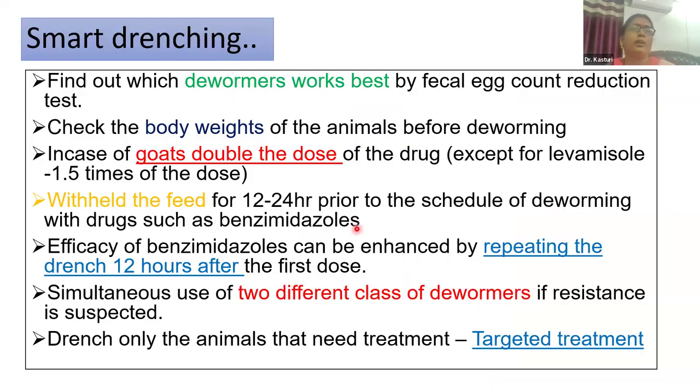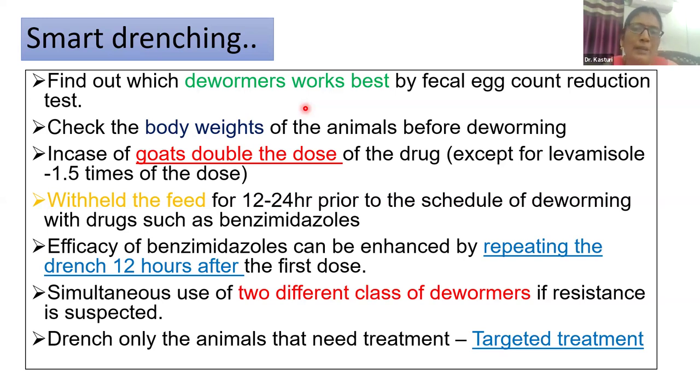Next, coming to a few checkpoints for smart drenching of the animals. The first thing is to find out which dewormer works best. All dewormers may not be successful, so we need to identify which dewormer is working best for the particular infection that is prevailing in our farm.